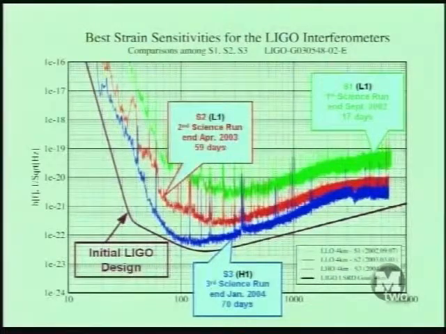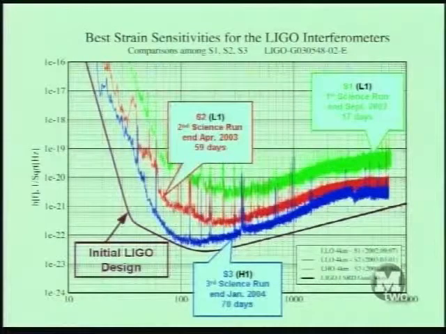Our first science run, I'm showing you the best performance from the best interferometer for a given science run. Our first one was in September of 2002. And you can see that on this logarithmic scale, we've come down quite a bit from science run 1 to 2 to 3. And we're getting pretty close to this purple curve, which is our initial LIGO design. Okay, these are the first 3 science runs. I'll show you our 4th science run in a moment.